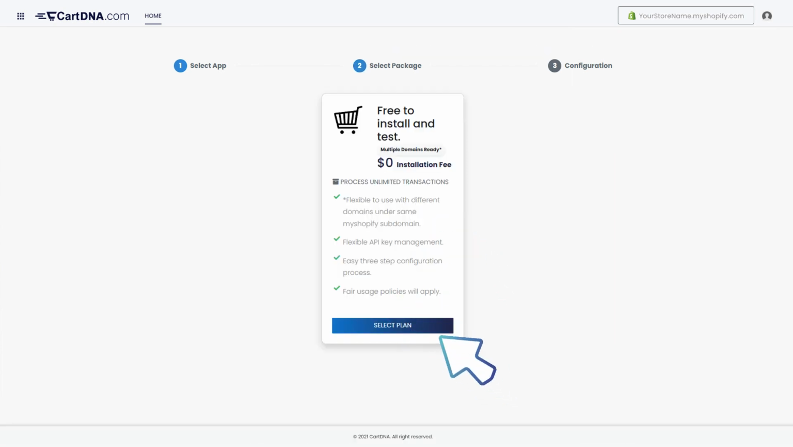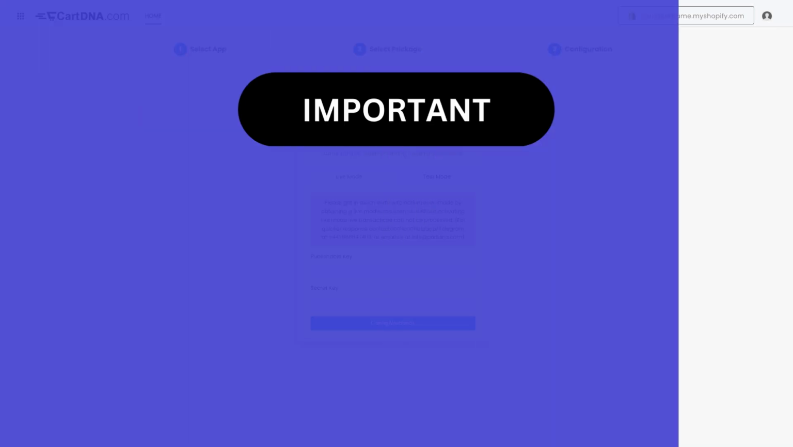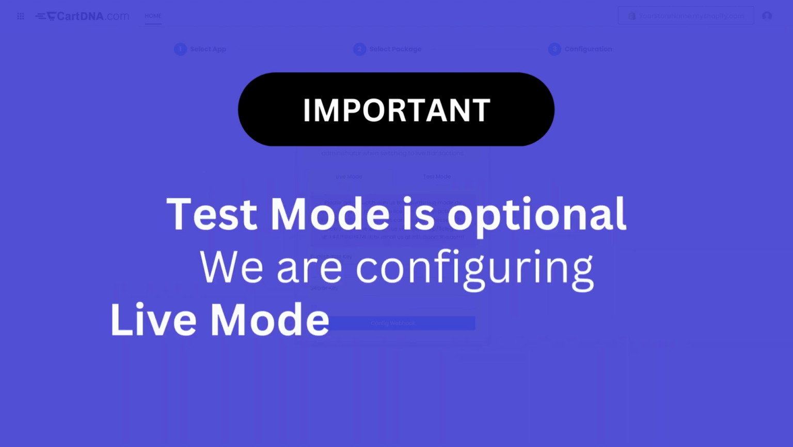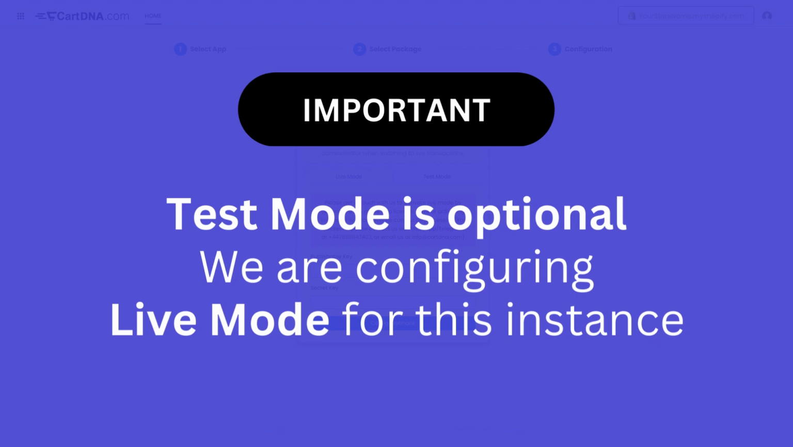Click on the Select Plan button. Important! There are two modes. Live mode is only for live transactions and test mode is only for test transactions. Test mode is optional. We are configuring live mode for this instance.